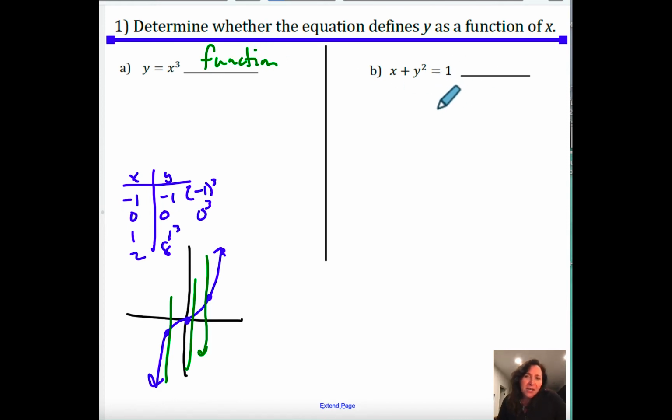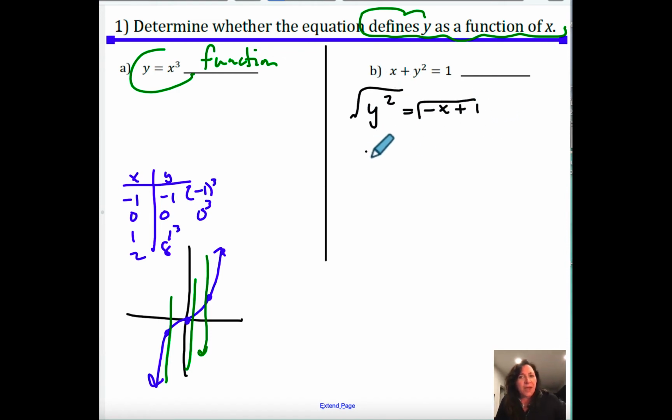For this problem, the key to these questions, if you see this kind of question where it defines y as a function of x, is to solve for y. The previous one was already solved for y. So for this problem, I'm going to solve for y. I get y squared is equal to -x plus 1. I'm going to move that x to the other side, and then I'm going to square root both sides. When I do that, I get y is equal to plus or minus the square root of -x plus 1. This is not a function.